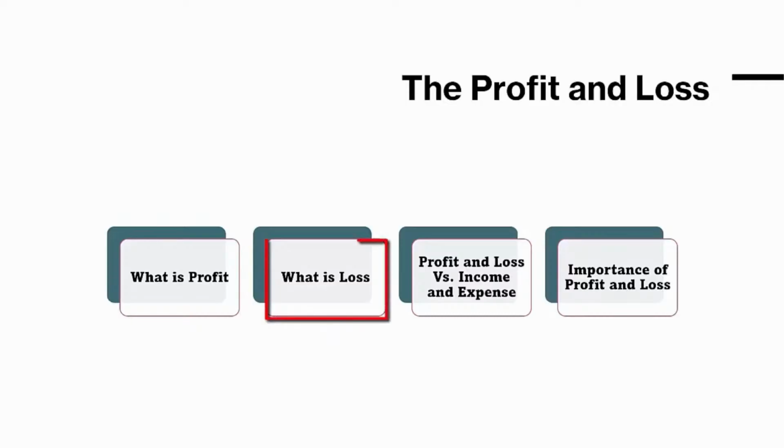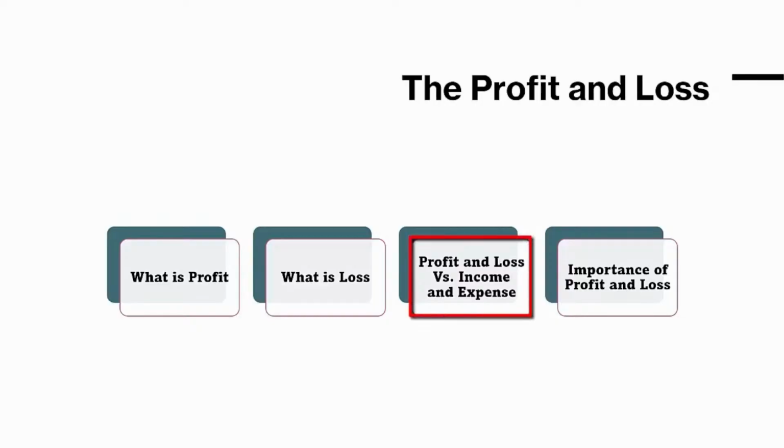What is loss? Loss is the opposite of profit. It happens when a business's expenses are greater than its income. This means the company has spent more money than it earned, which can be a warning sign that adjustments may be needed. Example of loss. Let's go back to our bakery example. If the bakery earned only $6,000 in a month, but the expenses were still $7,000, in this case, the bakery had a $1,000 loss for the month, meaning they spent more than they earned.